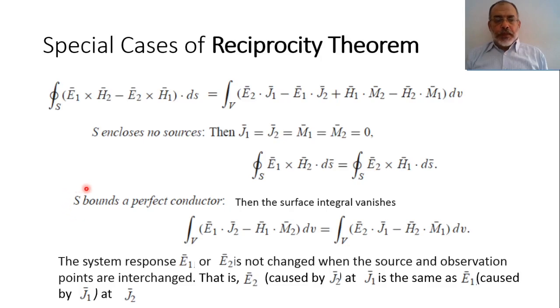On the other hand, if the surface S bounding the volume is a perfect conductor, in the case of perfect conductor, the tangential electric field would be zero, and the normal magnetic field would be zero. One comes from the boundary condition of the tangential electric field, and one from the boundary condition of the normal magnetic flux density. So in this case, both the integrations of E1 cross H2 and E2 cross H1 would be zero along the surface, because the tangential electric field is zero and the normal magnetic field is zero. So the integration over the surface, if the surface is a perfect electric conductor, would be zero.